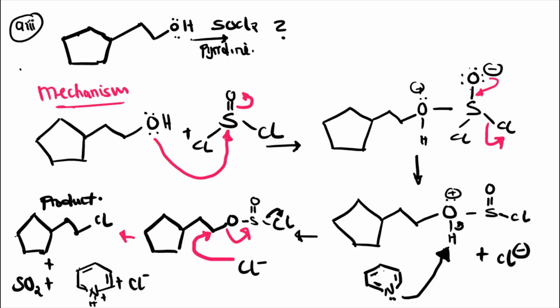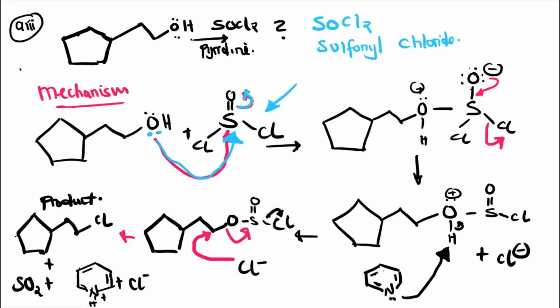What happens if you react an alcohol with SOCl2? So this is known as sulfonyl chloride. Below here is a reaction mechanism. This is the structure of sulfonyl chloride. This one here. So the lone pairs of electrons on the oxygen will attack the sulfur on sulfonyl chloride.